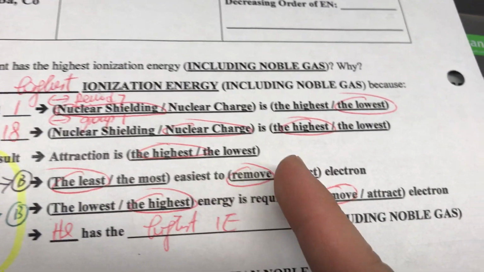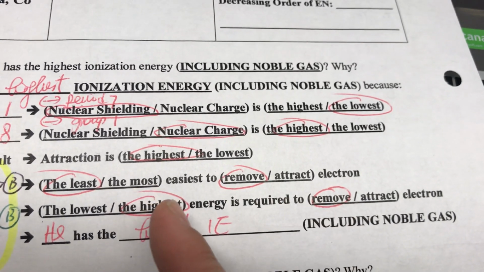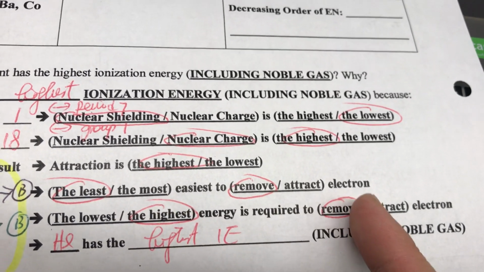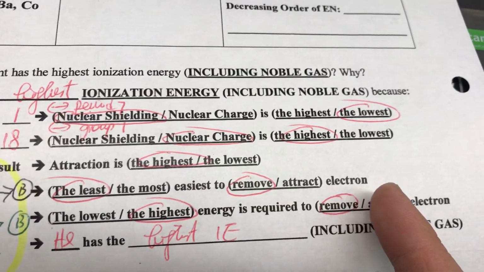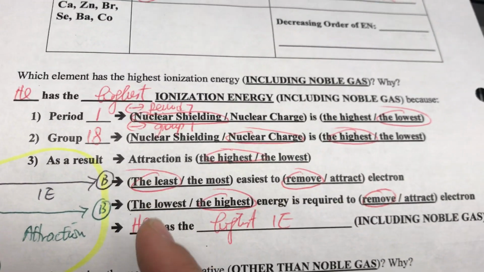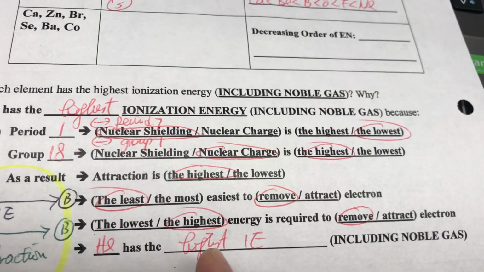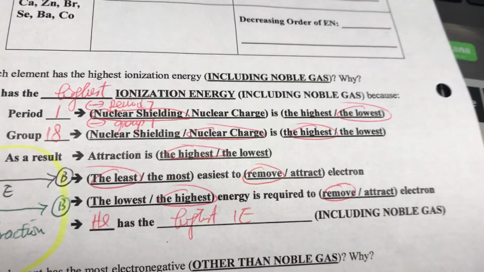If it's least easy to remove an electron, I need to give you the highest energy to remove it, because it's not easy. I have to give you the highest energy to remove the electron. So in other words, He will have the highest IE, including noble gas.